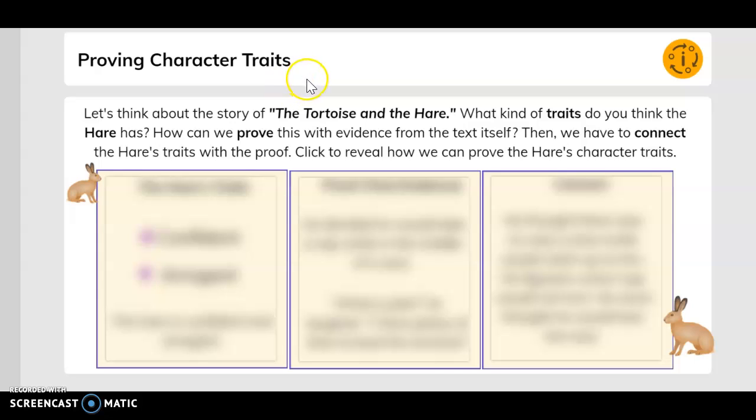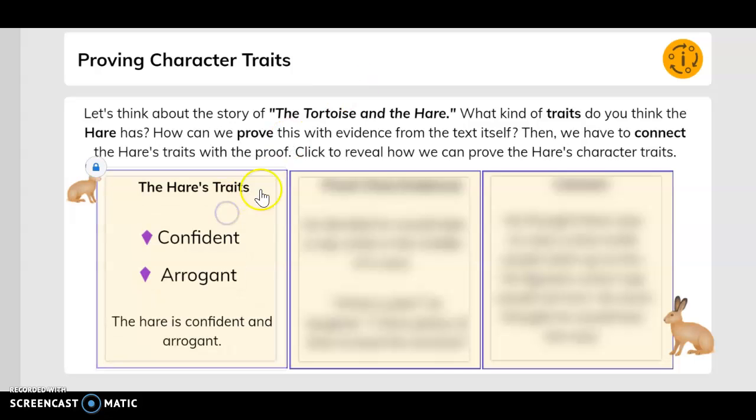Proving character traits. Let's think about the story of the tortoise and the hare. What kind of traits do you think the hare has? How can we prove this with evidence from the text itself? Then we have to connect the hare's traits with the proof. Click to reveal how we can prove the hare's character traits.